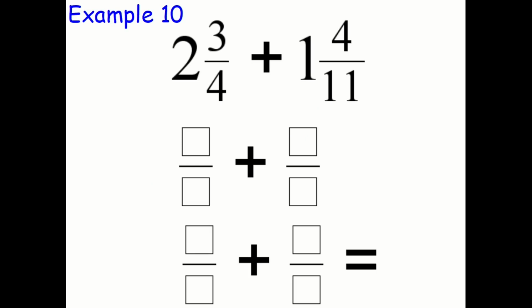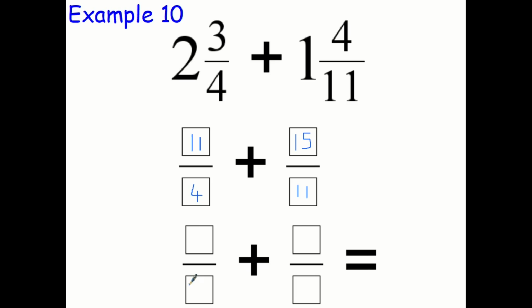Example number 10, 2 3/4 plus 1 and 4/11. So again, please change them into improper fractions. It saves you having to remember to add on whole parts at the end. So how many quarters have we got in 2 3/4? We've got 11. How many 11ths in 1 and 4/11? That is 15/11.